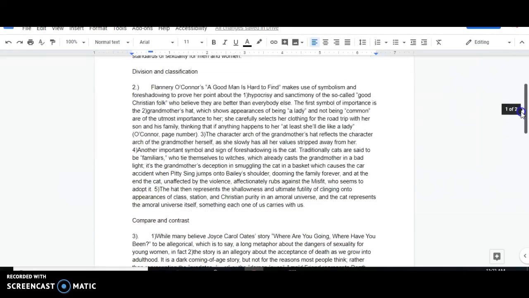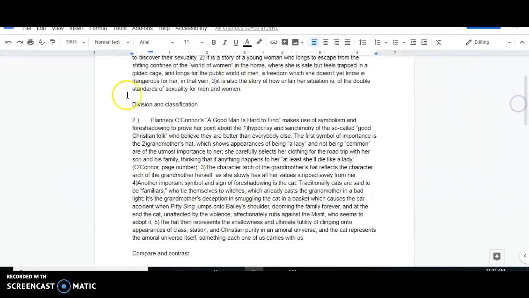So, this is for summary mixed with analysis, right? Let's look at division and classification. Flannery O'Connor's A Good Man is Hard to Find makes use of symbolism and foreshadowing to prove her point about the hypocrisy and sanctimony of the so-called good Christian folk who believe they are better than everybody else.